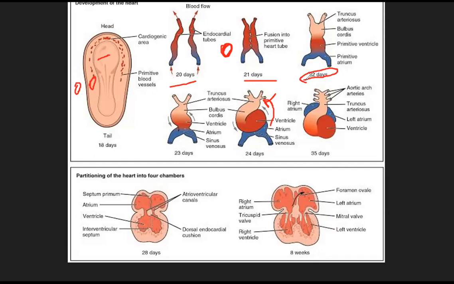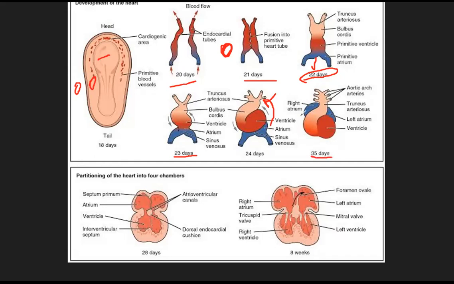So in the MCQ, when we find that the embryology of the heart, or the formation or the development of the heart, starts from which days? You can say 21 and 22 days, or only 22 days, not before that. And on day 23 it started to loop. On day 24 it moves like this, and on day 35.